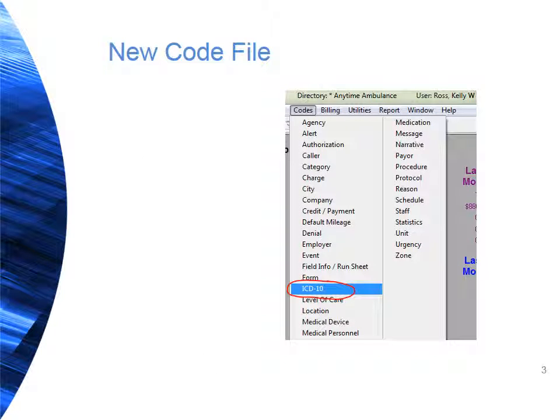The first change users are presented with is a new menu item. ICD-10 has been added as a new code from the codes drop-down list. Reason codes still exist and still house the ICD-9 format, but all ICD-10 codes used by a system will be found in the ICD-10 menu.